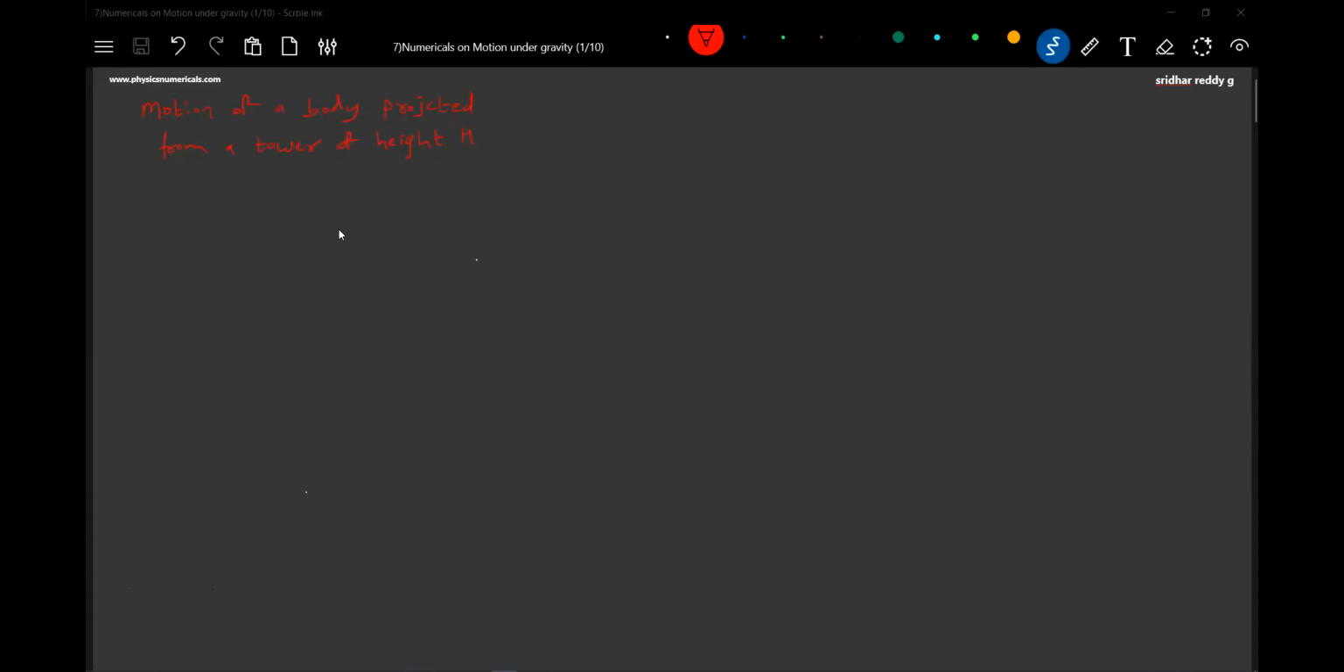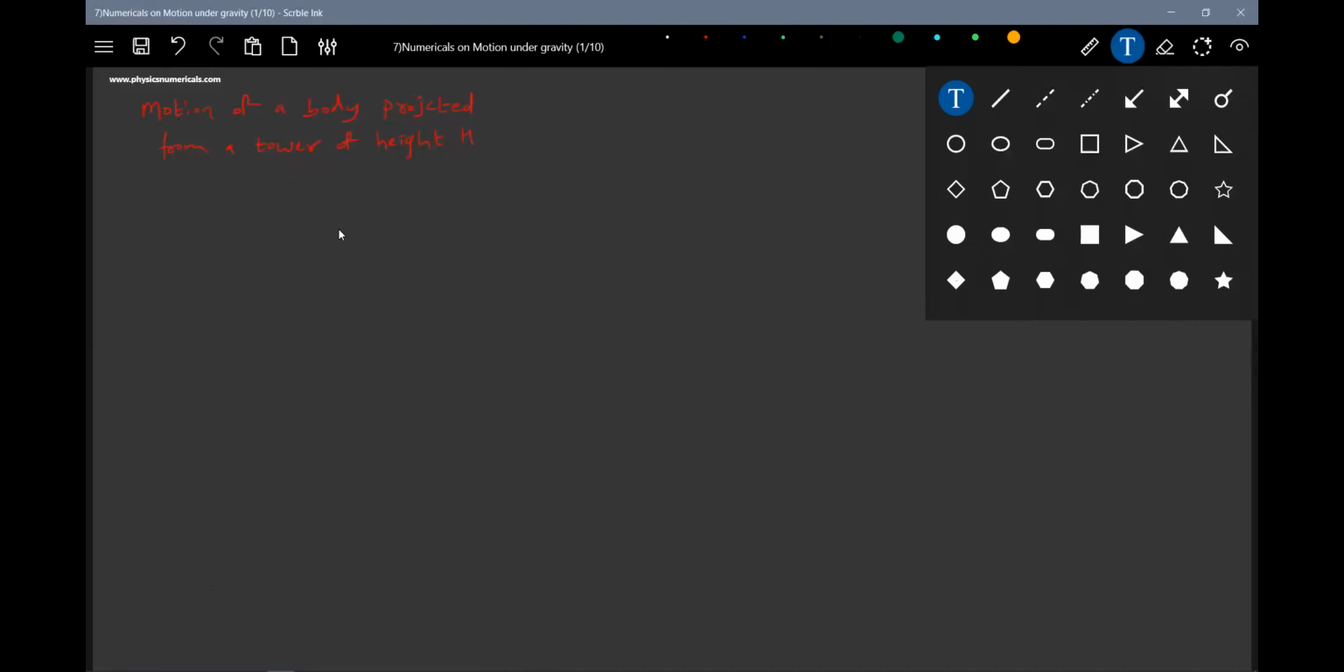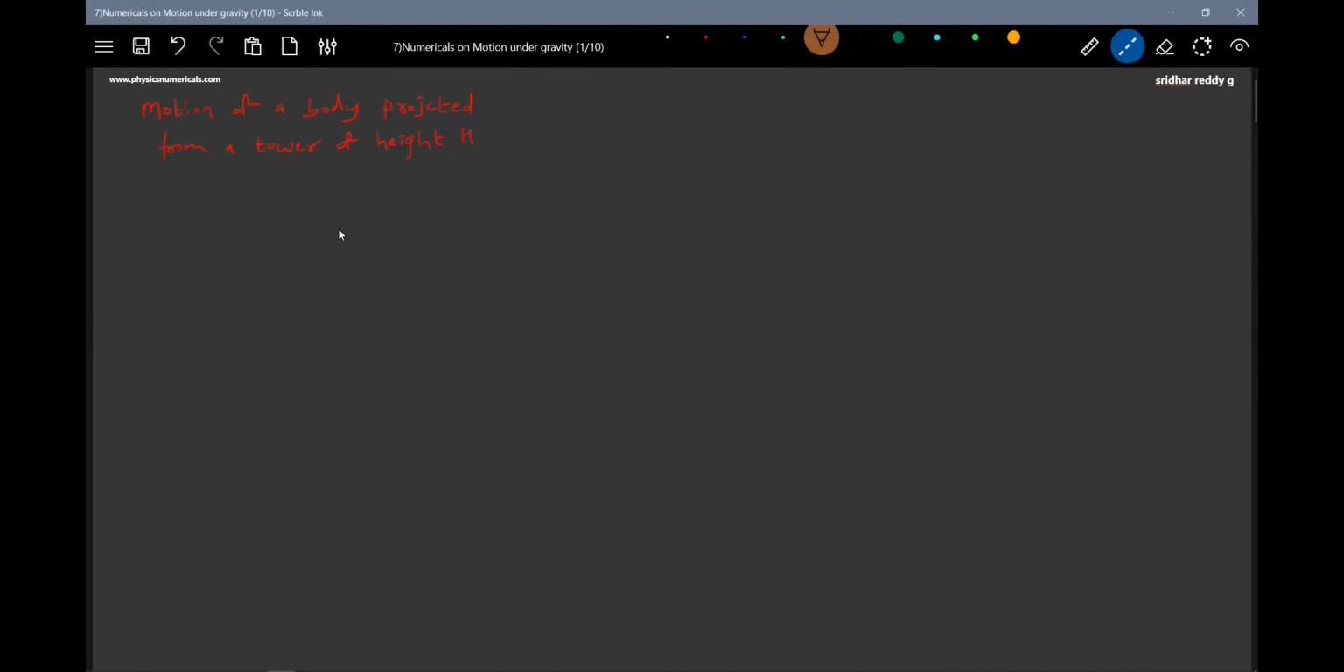One more small theoretical idea is there. First we'll have a discussion on this, then I'll go for the numericals. The topic is motion of a body projected from a tower of height h. In the previous problem, if you can recollect, we projected a body from the ground. Now here, we take a different case.